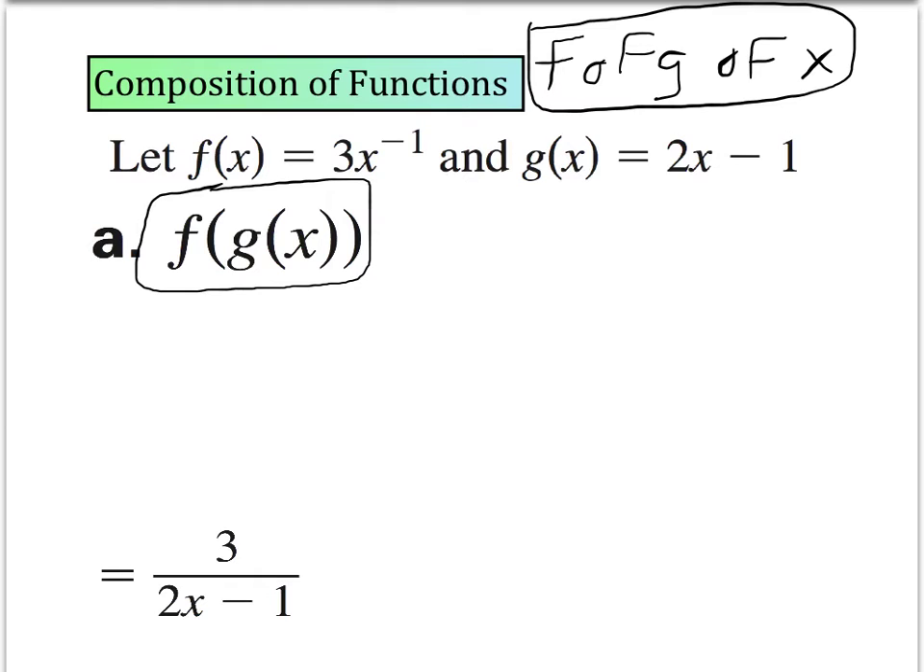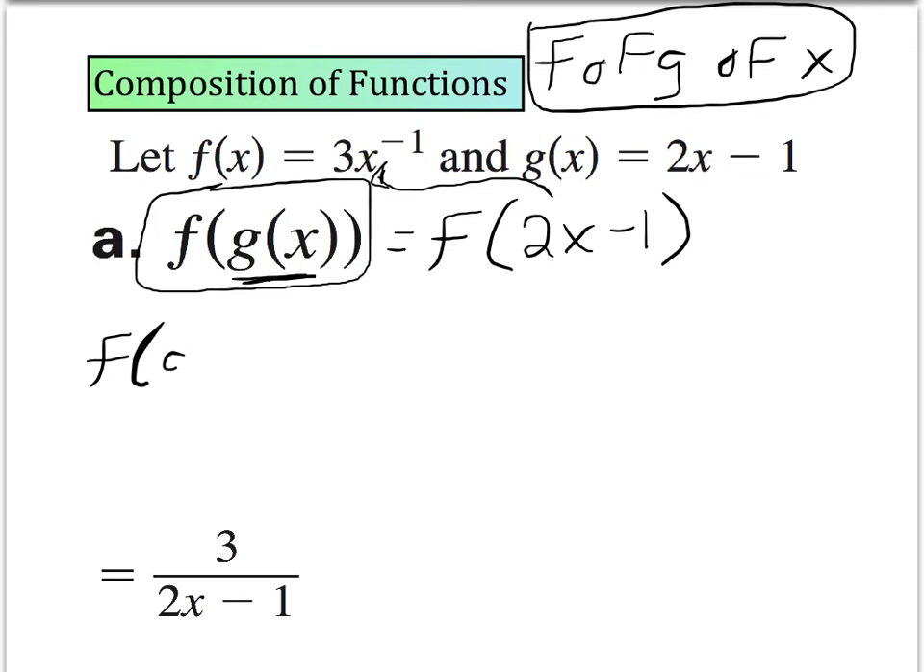What I'm doing here, normally I would just plug in the x value right here. But now I have to plug in an entire function. So what that looks like is I'm plugging in f of 2x minus 1. Instead of plugging in a number right here, I'm plugging in an entire function. So my f of g of x is going to look something like this. I'm plugging in this 2x minus 1 into the x of the original f of x function.